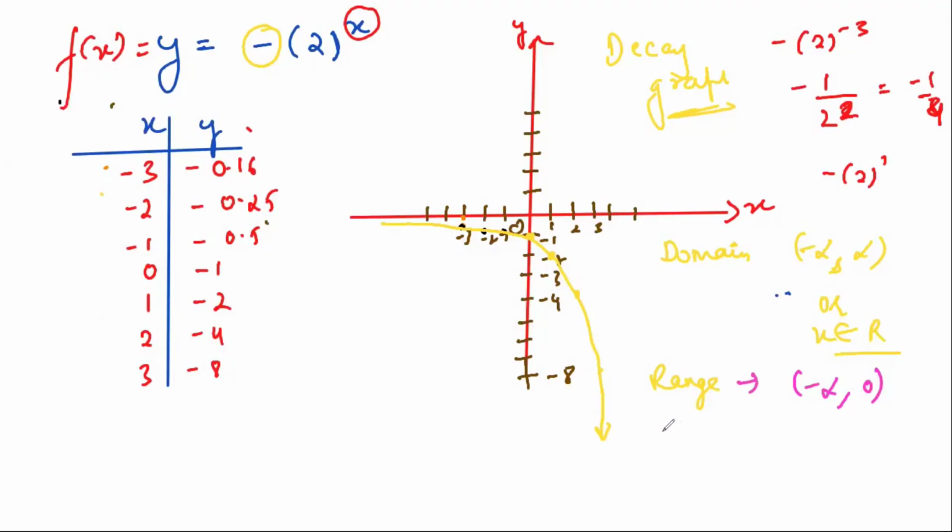Now, then we have the x asymptote. Please remember this thing: x asymptote means where the y is 0. We don't have any value where my output is 0. So there is no x asymptote.